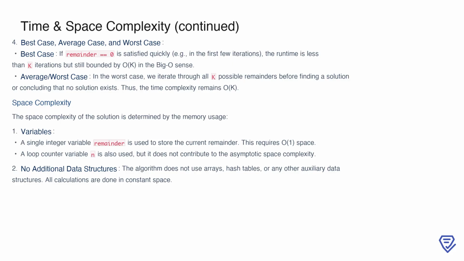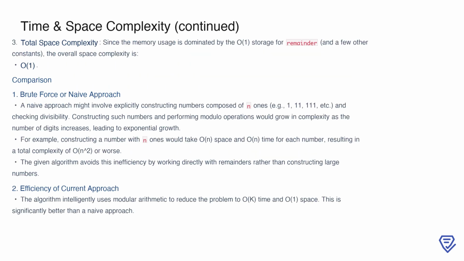Moving on to space complexity, the main factor is the memory used by the algorithm. The only variable requiring storage is the remainder, which is a single integer. This takes constant space, or O(1). Additionally, the loop counter variable n is also a constant and does not contribute to asymptotic space complexity. Since the algorithm does not rely on any additional data structures such as arrays or hash tables, all calculations are carried out in constant space. With that, the total space complexity of the solution is O(1), dominated by the single variable used to store the remainder.